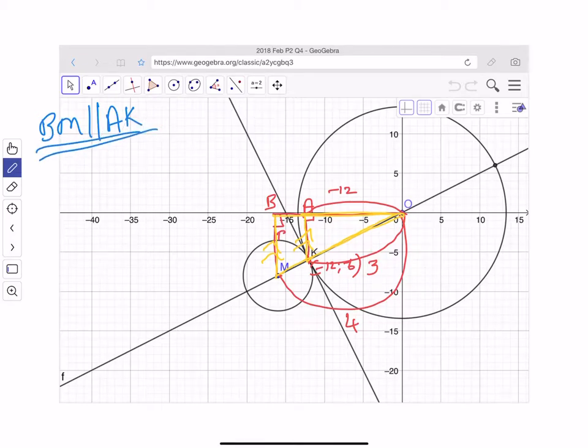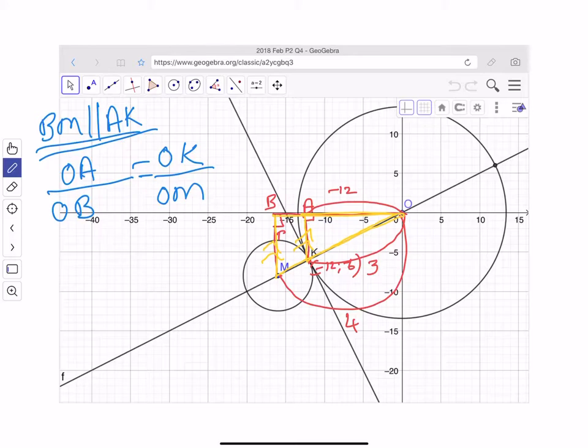Once I conclude that BM is parallel to AK, I can write OA over OB is equal to OK over OM. What reason can we put? Yes, you identified correctly. This is the proportionality theorem, because BM is parallel to AK.